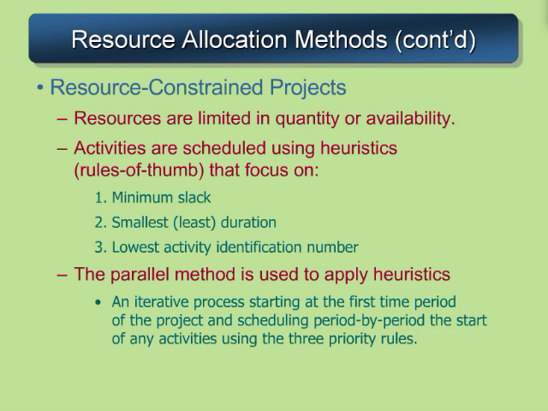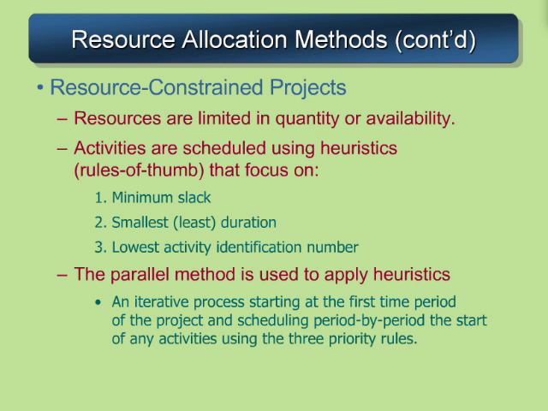So in resource-constrained projects, we're going to limit the availability or quantity of resources available. We'll schedule based on these heuristics for this resource-constrained project, where we'll look at and schedule resources based on which activity has the least amount of slack. If you have 2 activities with the least amount of slack, we'll go ahead and select the activity and schedule the one that has the least amount of duration first.